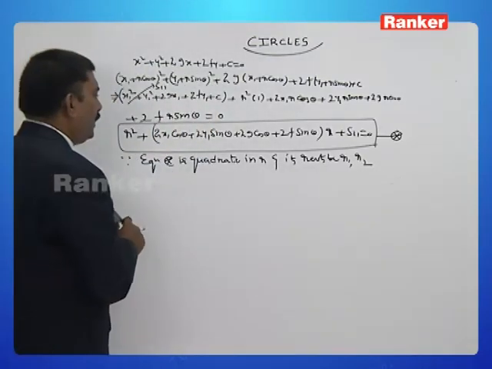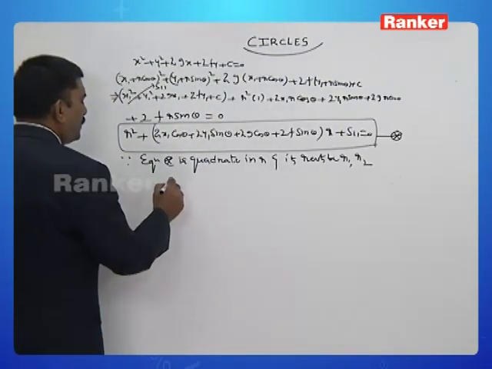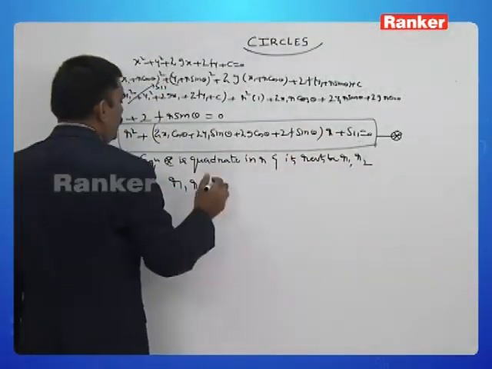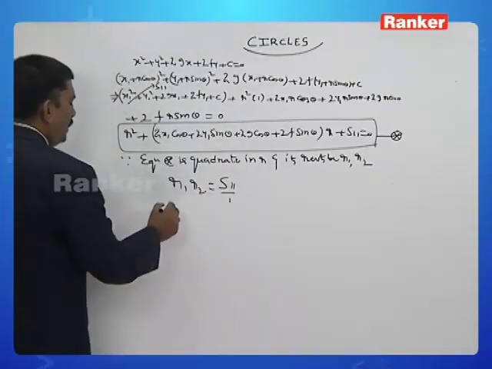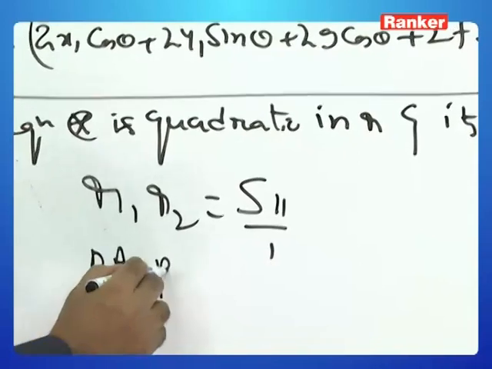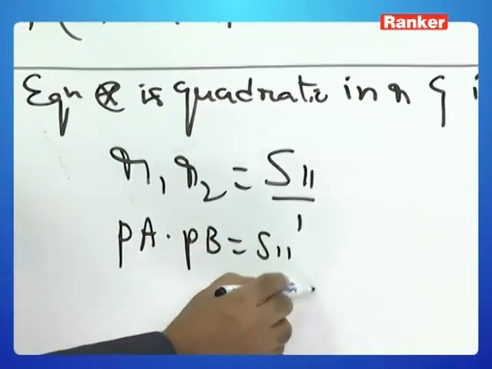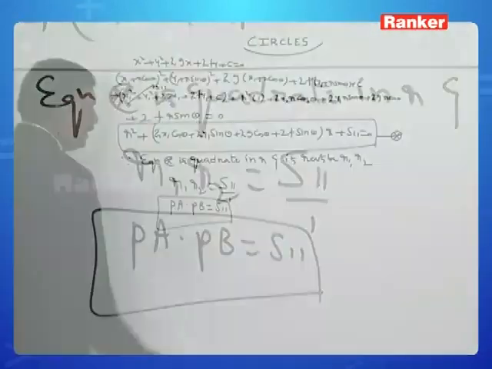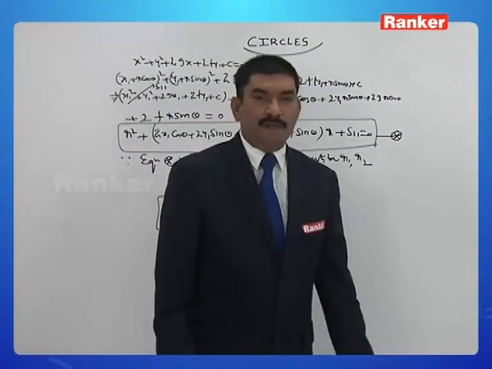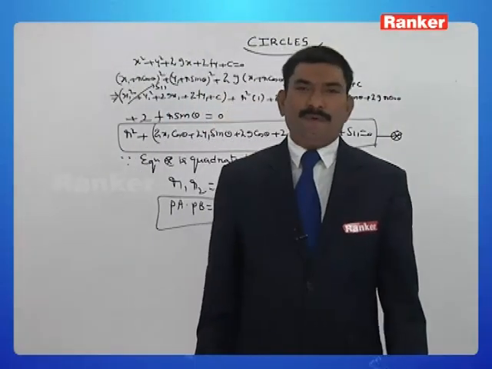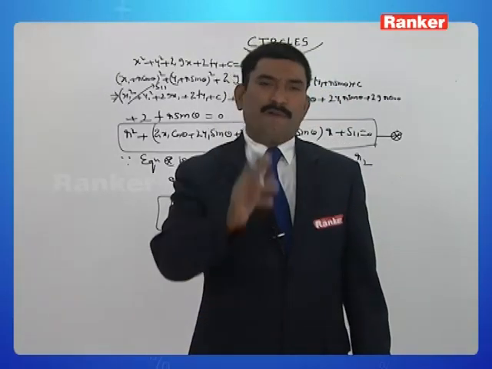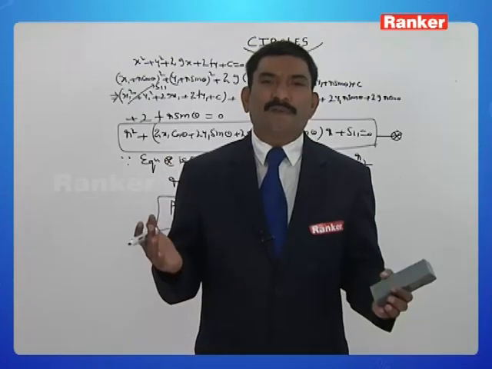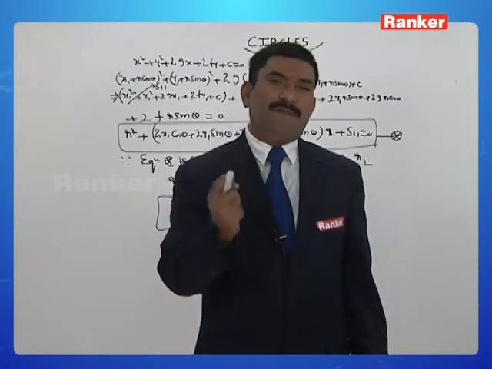So now I'll write the product of the roots. r1 into r2 is equal to c by a. Therefore, S11 by 1. What is r1? I told already, r1 is nothing but PA. r2 is nothing but PB. So PA into PB is equal to S11. We could prove that PA into PB, the product of the distances, is equal to S11. What is S11? We proved already, it's the power of a point.